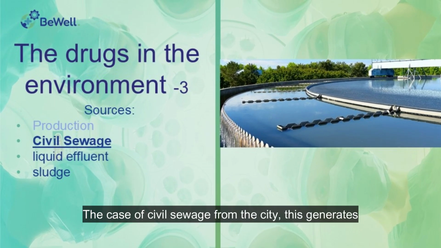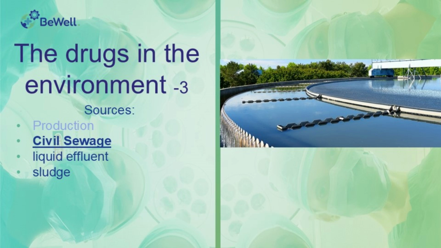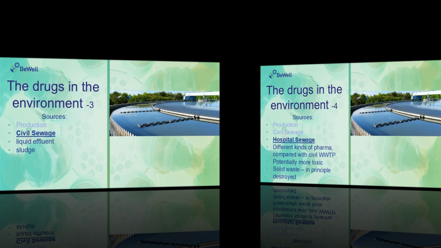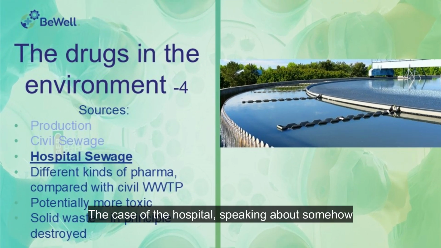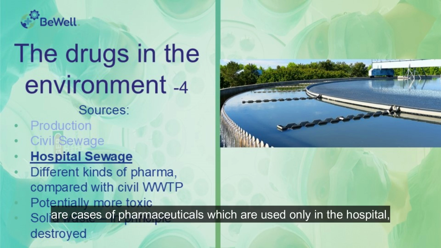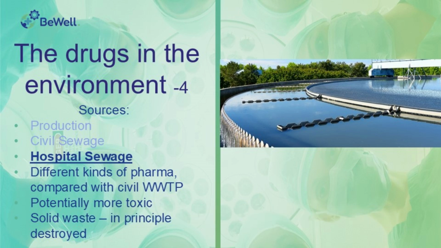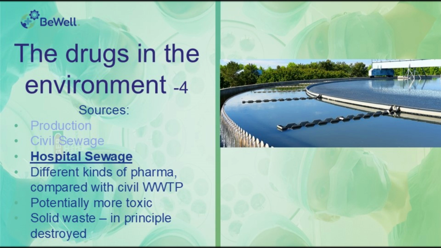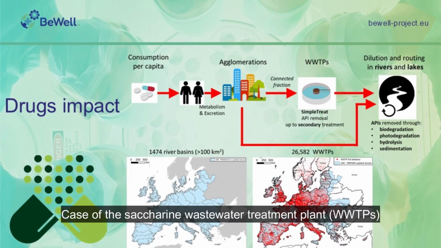The case of civil sewage from the city generates 2 kinds of impact, because out of the wastewater we will have a liquid effluent and a large solid material. In the case of the hospital, we are speaking about somewhat different kinds of pharmaceutical compounds, because in the hospital there are pharmaceuticals which are used only in the hospital and may be more toxic. There are also some solid wastes, which in principle are destroyed in the hospital. Then there is the case of the wastewater treatment plant.